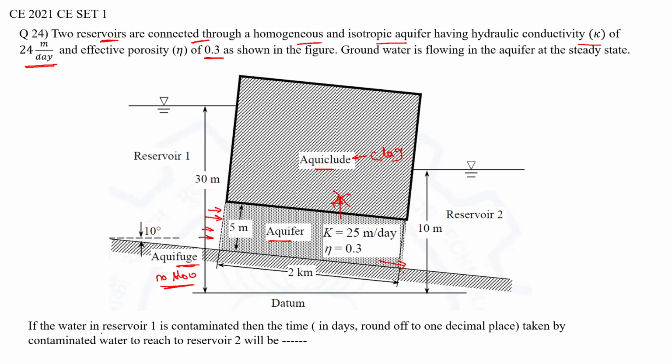Suppose the water in reservoir 1 is contaminated, let's say a pollutant is dumped in reservoir 1. How much time will it take to reach reservoir 2? This is our interest: what is the time the contaminated water takes to reach the reservoir. Here the time is asked in days, and it is specifically mentioned up to one decimal place. When there is a fill in the blanks, you must read what they have asked and how to compute. Okay, let's move to the solution.